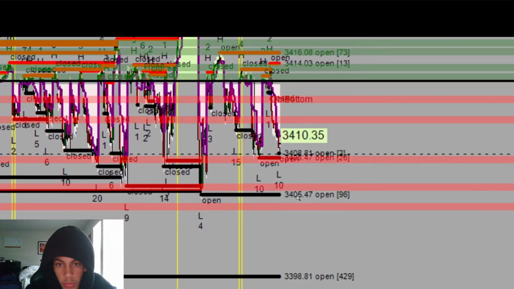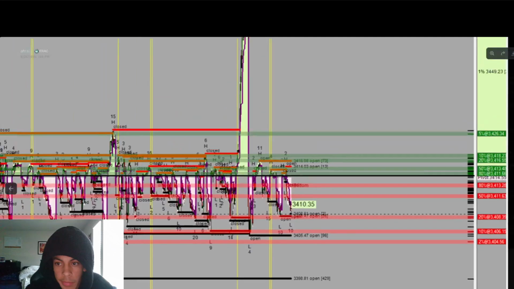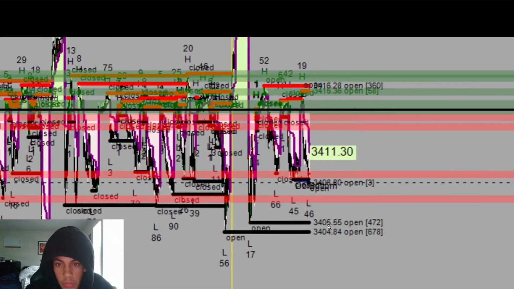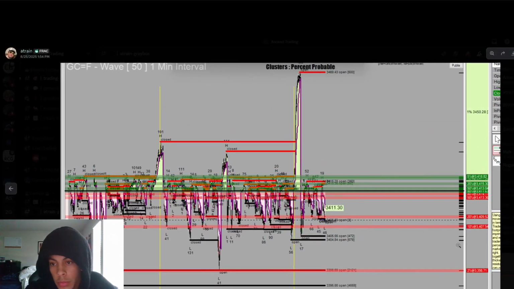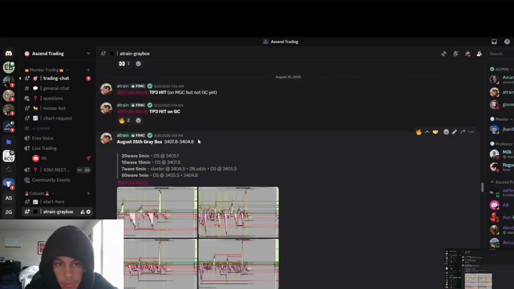You had the 405.5 open state, and then also the 2% odds in these clusters over here showing that we've reversed here multiple times. And then last up, you had the 50-wave 1 minute where you had this 405.5 and 404.8 open states, along with us being between the 10% and 2% odds. So already going into this, we're around the 2 to 10% odds, meaning we don't get down here that often. So it's unlikely we continue lower. And on top of that, all four of those time frames we just showed had an open state in this 3 point range.